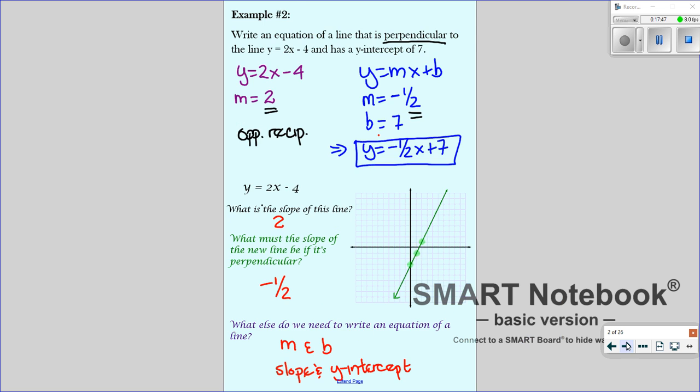If the line that they give you has a certain slope and you need to find another line that is perpendicular to it, then you do the opposite reciprocal. The slope will be the opposite reciprocal. You find your b, or if they give you a b, you use those two, m and b, plug them into the new equation, and then you find your equation of the line that's perpendicular to it.